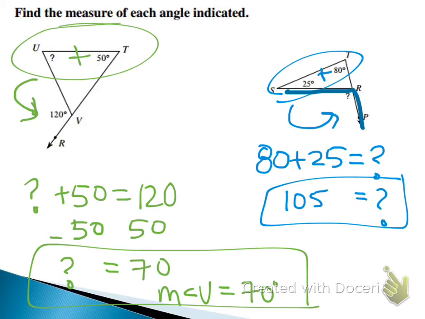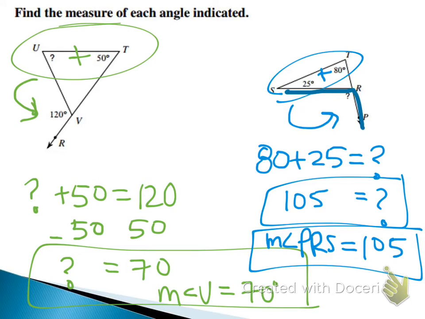Can I call it angle R? No, because there's two angles at R. What can I name it? PRS. Sure, PRS or SRP, same thing.